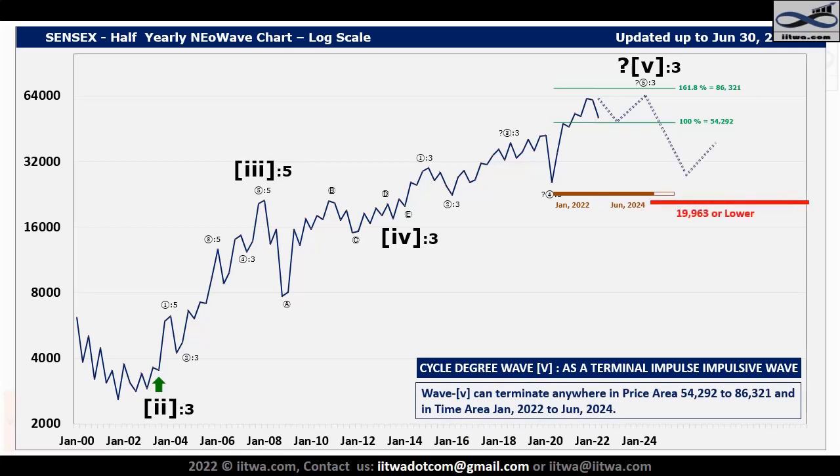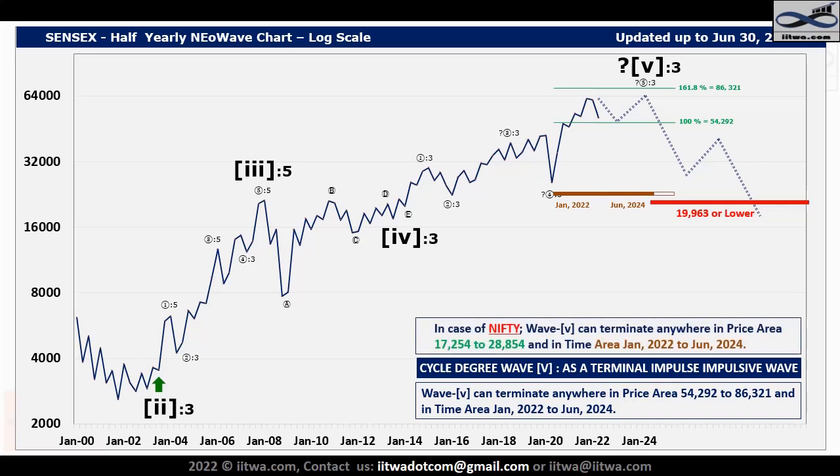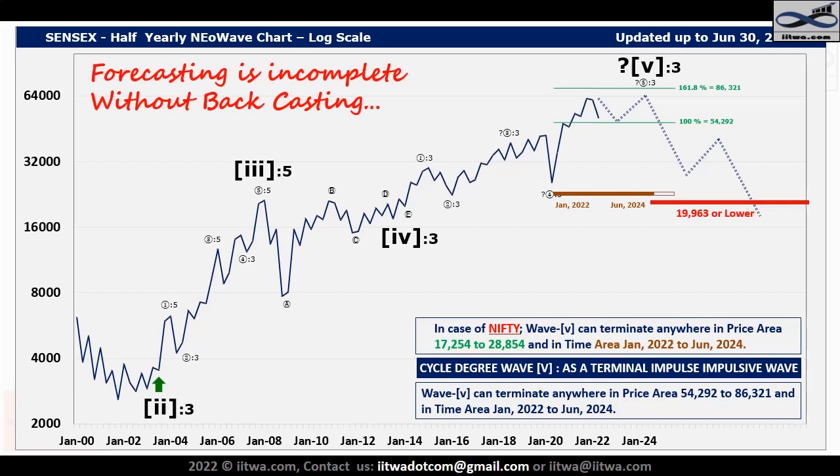The same price area on the NIFTY chart is 17,254 to 28,854 by price, and the same as per time. This is forecasting, but forecasting alone is incomplete without backcasting. In other words, anticipation is incomplete without participation. So let us move to the monthly time frame chart of NIFTY for fine tuning and backcasting purposes.